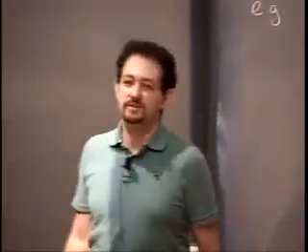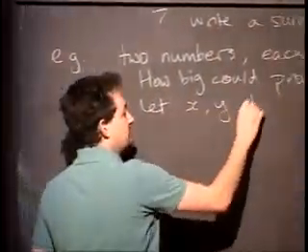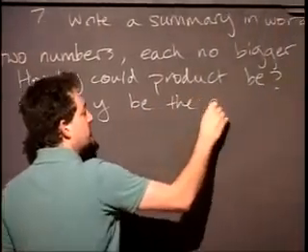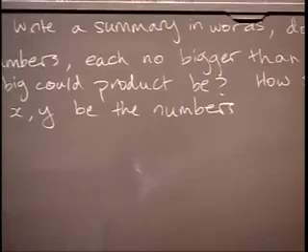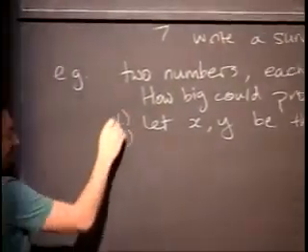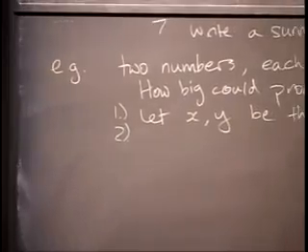Well, I don't know what you want to call the numbers. You can call them whatever you want. I'll just call them x and y. So let x and y be the numbers. No need for units in this question. They're just numbers. So step 2 says, and you don't need to write these numbers 1, 2, 3. I'm just writing those to be in parallel with what I had up there.